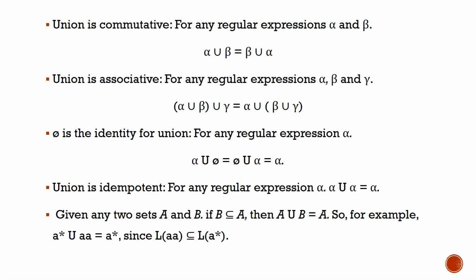Then the next one is the idempotent law. That is, alpha union alpha is equal to alpha. If you have two roots with the same values, then we can select any one of them. That is, alpha union alpha is alpha.